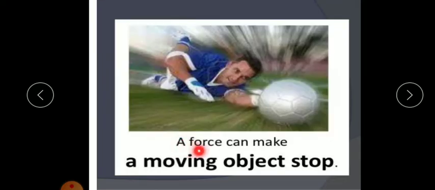Then a force can make a moving object stop. If we apply a force in the opposite direction to this object which is already in motion, then what happens? It will stop. So a force can make a moving object stop. We can stop a moving object by applying a force in the opposite direction to its motion.